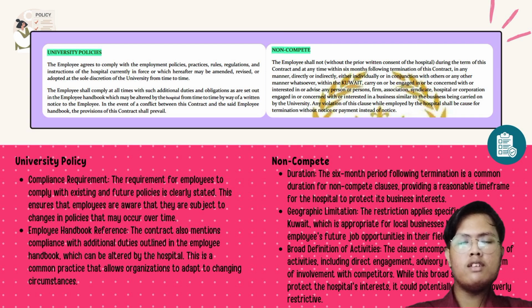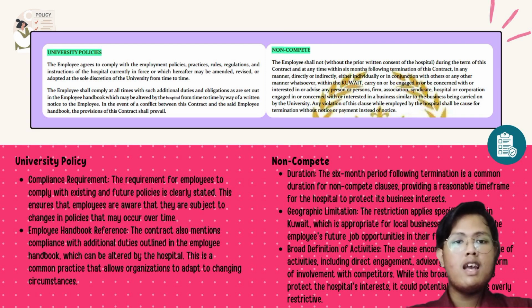Next is the university policy section and non-compete section. The university policy section outlines that employees must adhere to the hospital policies and the employee handbook, including any updates made at the university's direction. In the event of a conflict, the contract terms take precedence. While this provides flexibility for policy updates, it may raise concerns about unilateral change. To ensure transparency and fairness, a clear process for communication, timelines for implementation, and opportunities for employee input should be considered.